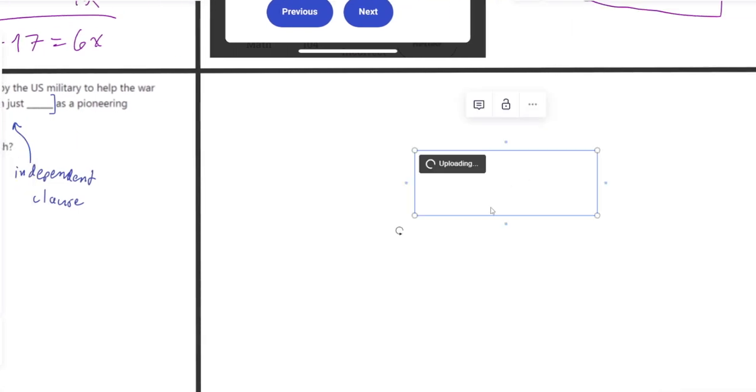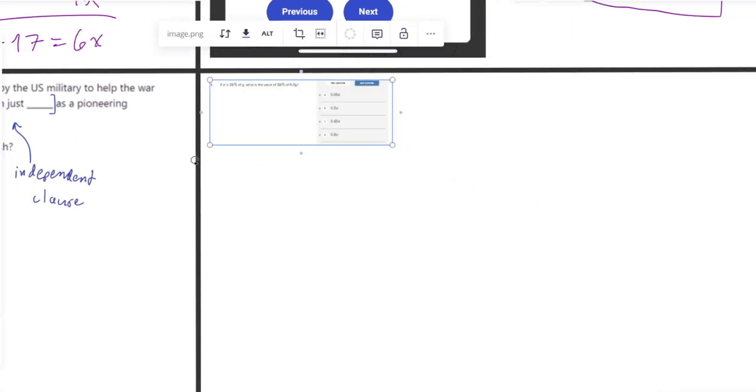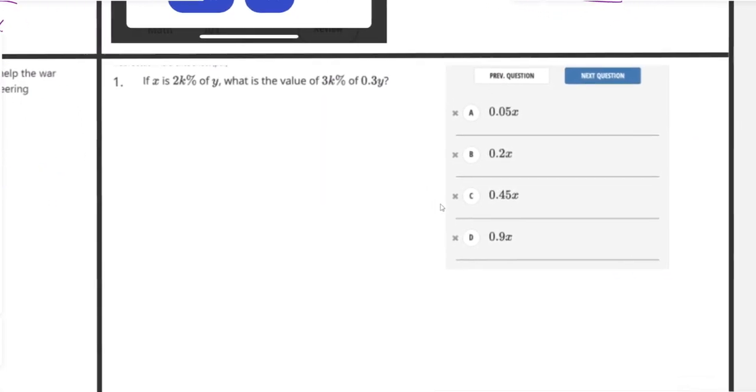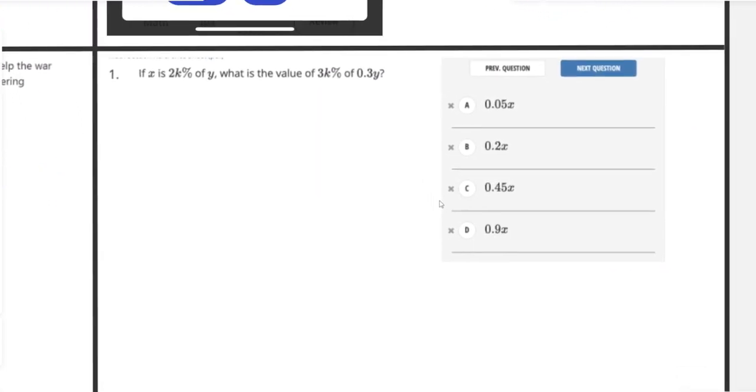Okay, let's move on to the next questions. Staro's been submitting a lot of questions. Where are you getting these questions from? They look similar to like SAT, but a little bit harder. Okay, let's go through it.